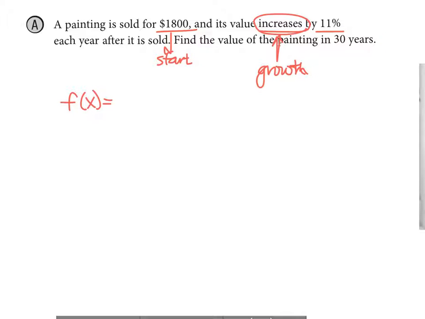Using that information, I can go ahead and write my equation, and that's going to be f of x equals my starting value. Because it's growth, we're going to do 1 plus the percentage, to the x. So my starting value is 1,800, 1 plus the percent. Now remember, 11%, we have to change that to a decimal. The decimal place is at the end. We move it twice, that's going to be 0.11.